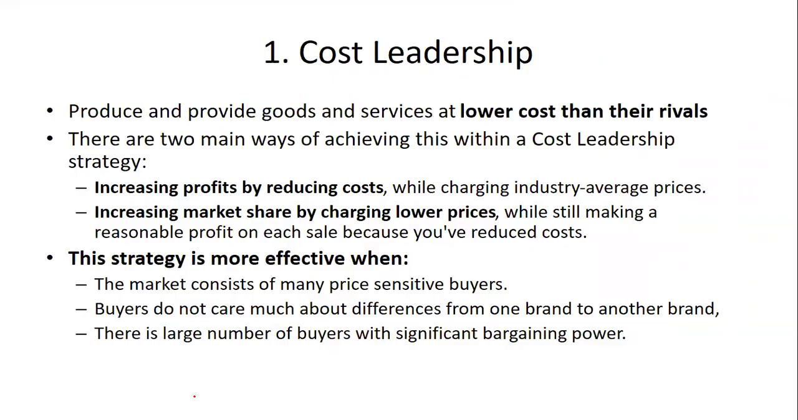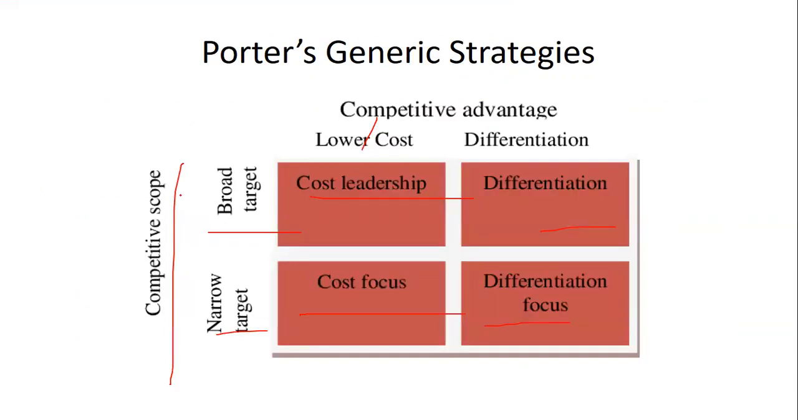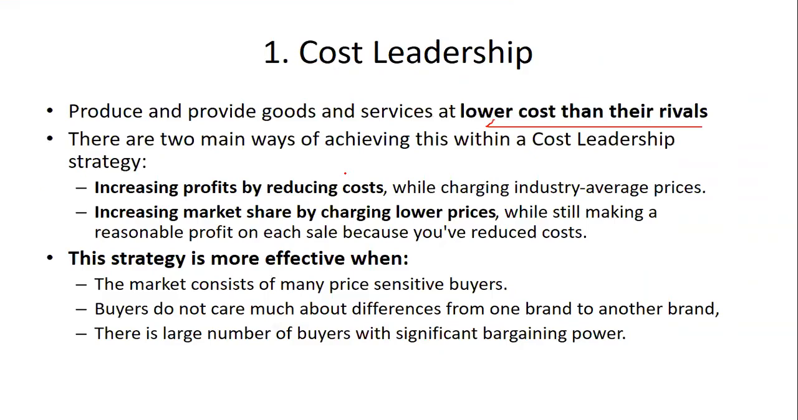So let's see in detail how to understand this diagrammatic representation. Let's go with the first quadrant, that is, cost leadership. Cost leadership basically provides goods and services which are at lower cost than the rivals. When we're talking about cost leadership, where you have a broad target and lower cost, you have prices which are lower than the rivals. There are two ways of achieving this. You can increase the profit by reducing the cost, or you can increase the market share by reducing the prices. This is the way you can achieve the target.